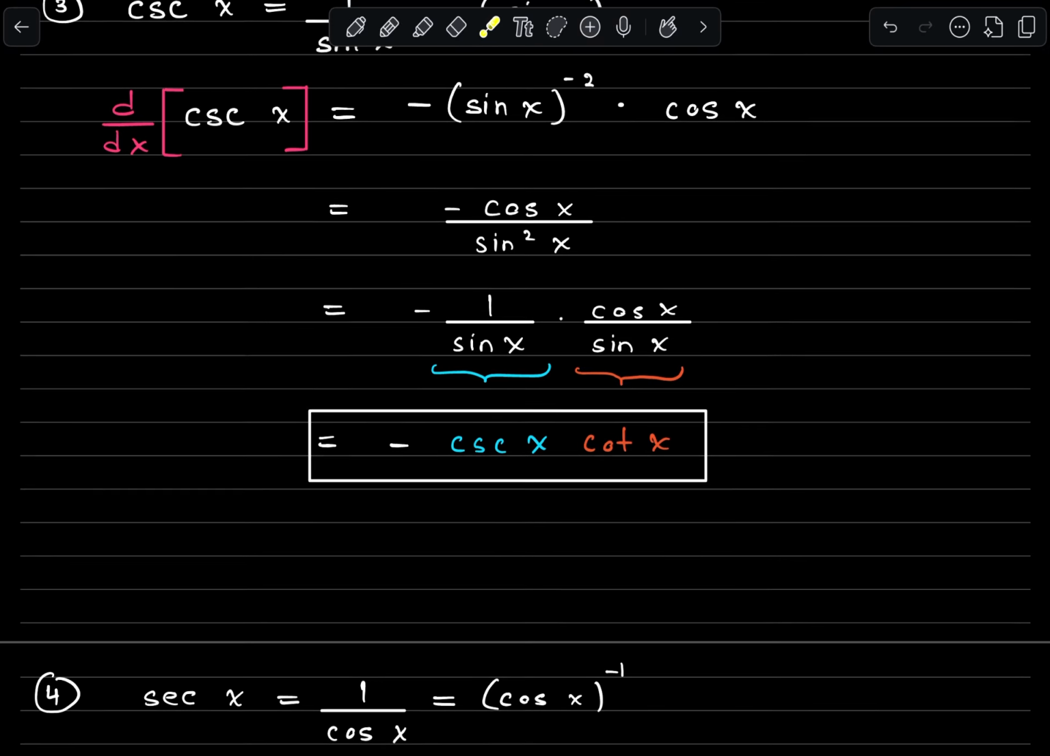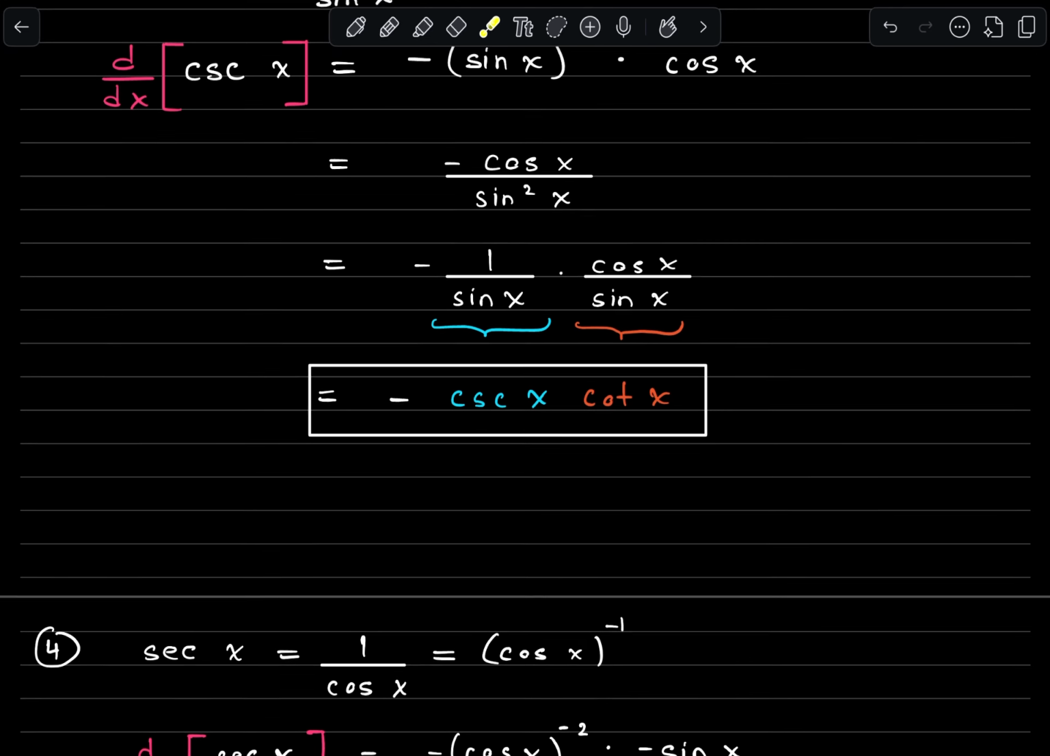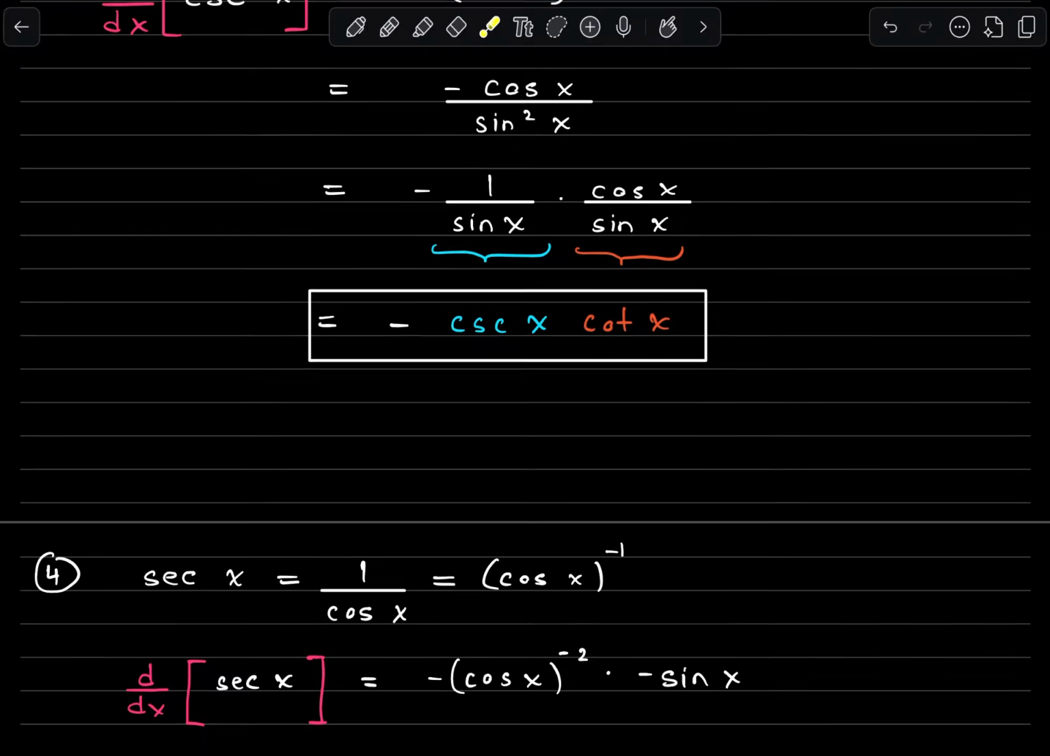And the same thing is going to be true for secant of x. This is defined as 1 over cosine. We can do the same thing. We can represent this as cosine of x raised to the negative 1 power. And then when we take that derivative, that power comes down, subtract 1 from the exponent, get negative cosine of x raised to negative 2 times the derivative of the inside, which is negative sine x.